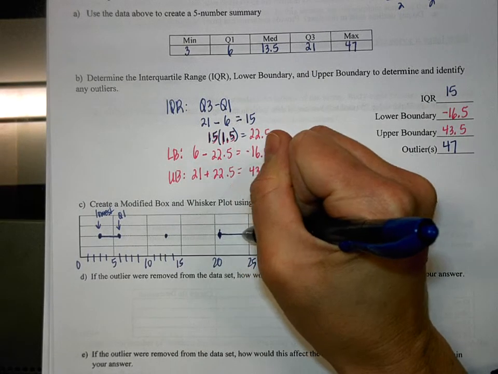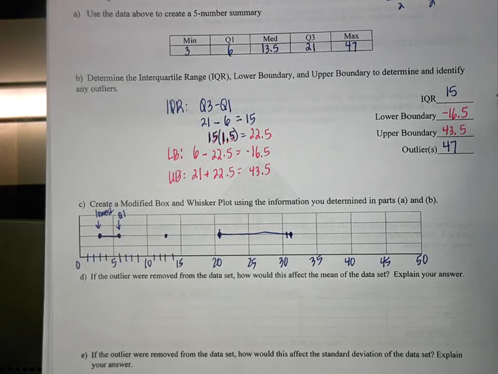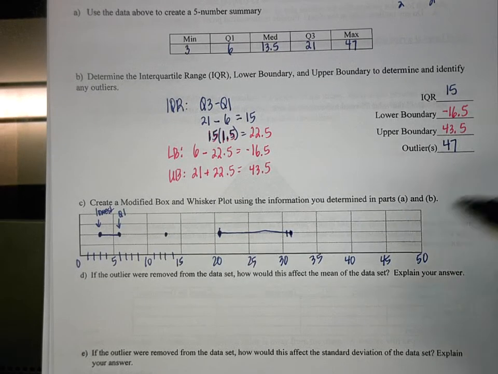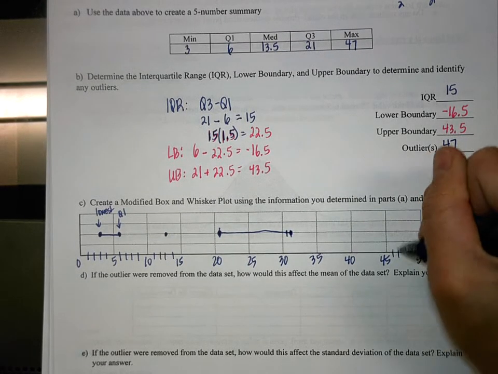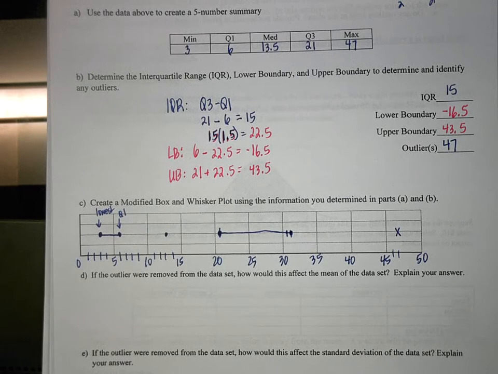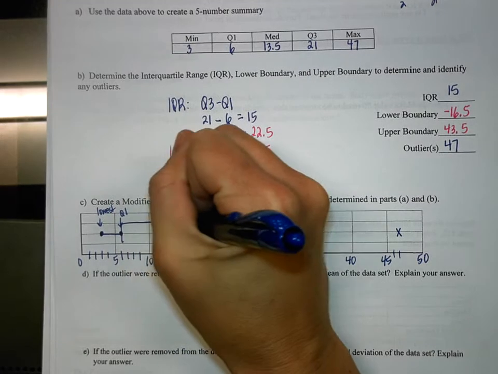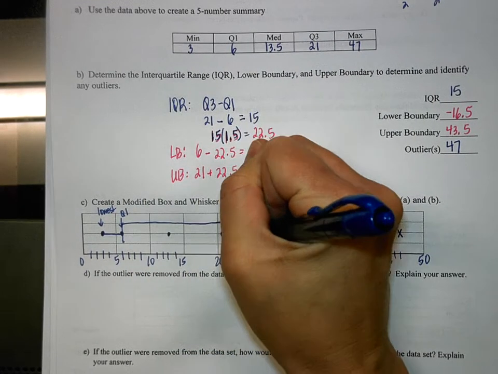And then we could have done the outliers at any point, but you need to make sure you mark your outliers with an X. So at 47, I'm going to put an X there for my outlier. So if you don't have an outlier, then you just don't have one. Exactly. Then you wouldn't have an X on your graph, and you just have your highest and lowest and all that. And then we're going to make a box around our Q1 and our Q3 values.